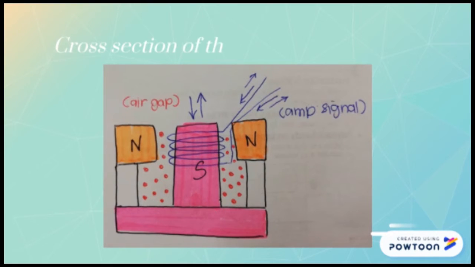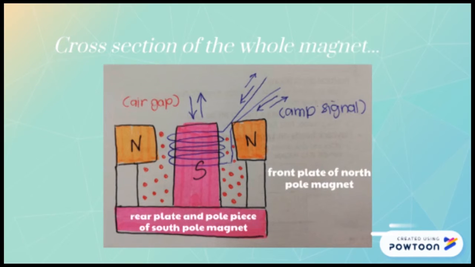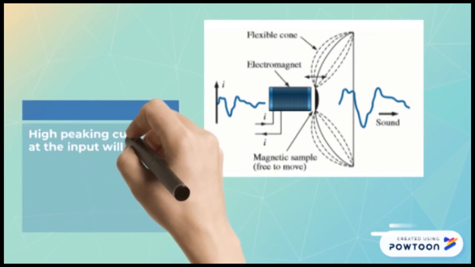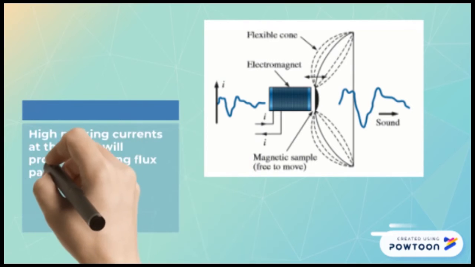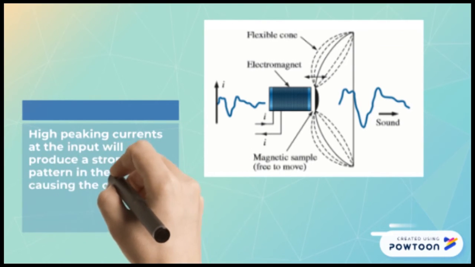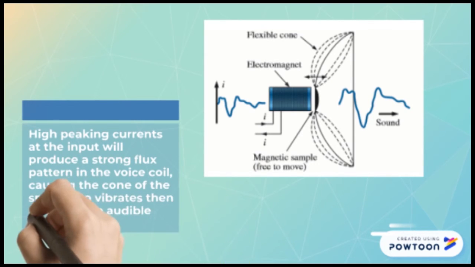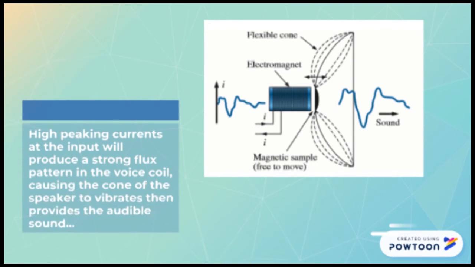Here is the cross-section of the permanent magnet that I showed you earlier. As you can see, there's a rear plate with a pole piece of south pole magnet, a front plate of north pole magnet, and the air gaps between the poles. As you can see from the picture, if there is a high peaking current at the input, it will produce a strong flux pattern in the voice coil, causing the flexible cone of the speaker to vibrate, then provide the audible sound.